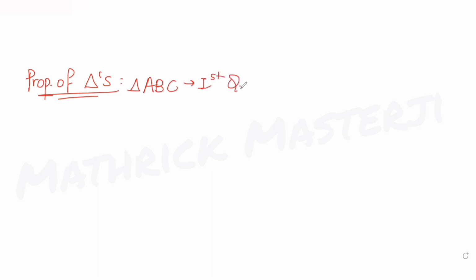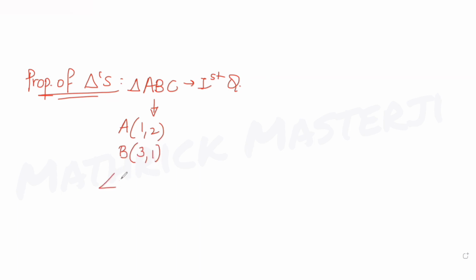Let's see today's question. Today's question we are taking up from the topic of properties of triangles. The question tells us that a triangle ABC lying in the first quadrant has two vertices where A is given to us as (1, 2) and B is given to us as (3, 1).